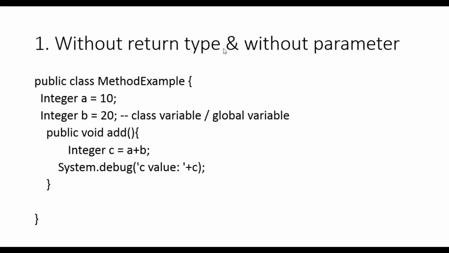When you mention without return type, so here I have to take void, public void add. So the return type is nothing but the value you are returning. If you are going to return the C value, which is 30, and 30 is an integer, then instead of void, you need to use integer. So whatever value you are returning, the corresponding data type should be taken here.